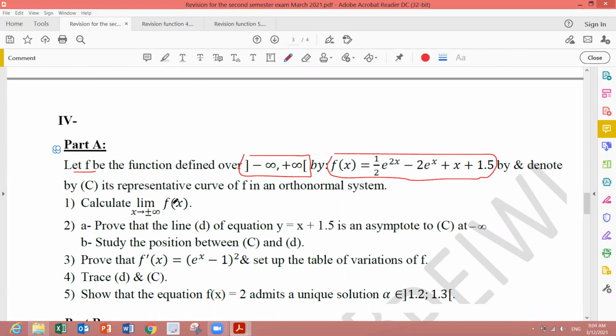Calculate the limit at minus infinity and at plus infinity. At minus infinity, e to the minus infinity is 0, we get minus infinity. At plus infinity, this becomes plus infinity minus infinity plus infinity, indeterminate. So I take the highest power, half e power 2x. As x tends to infinity, it will be plus infinity.